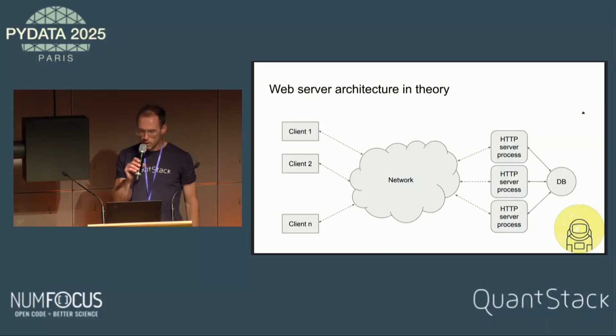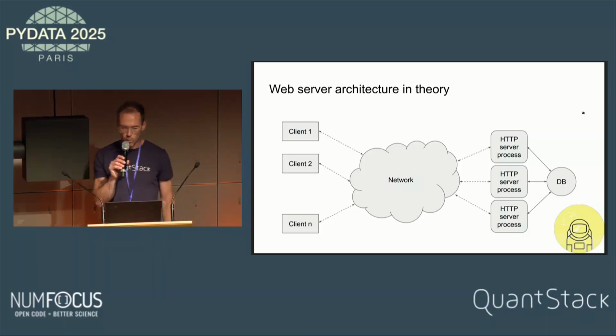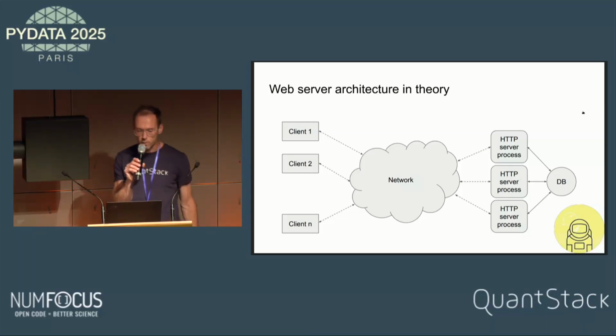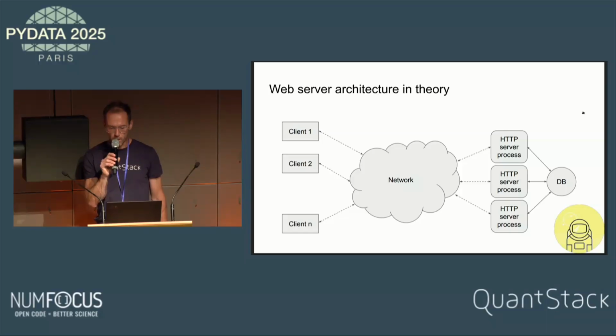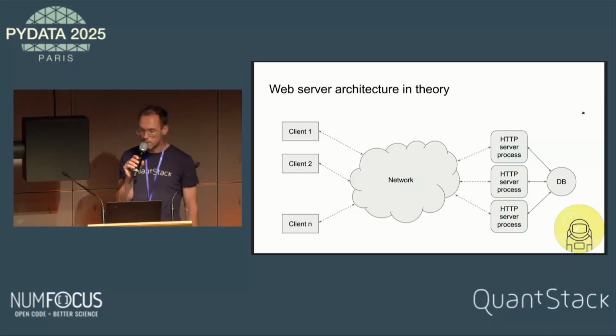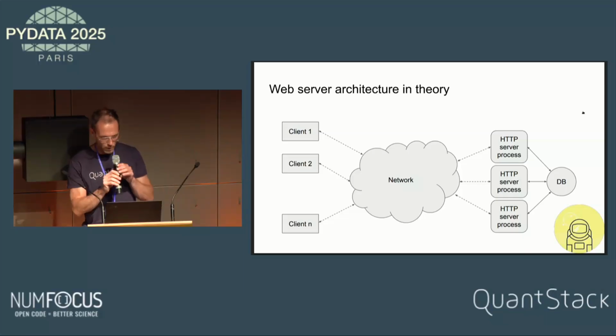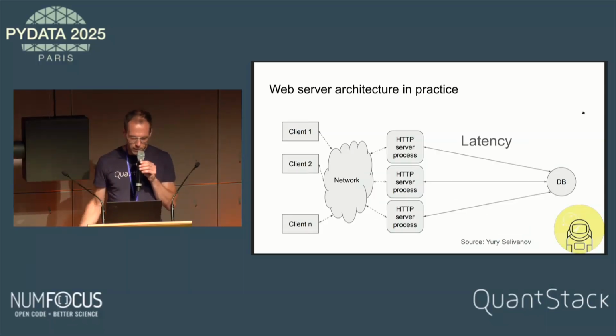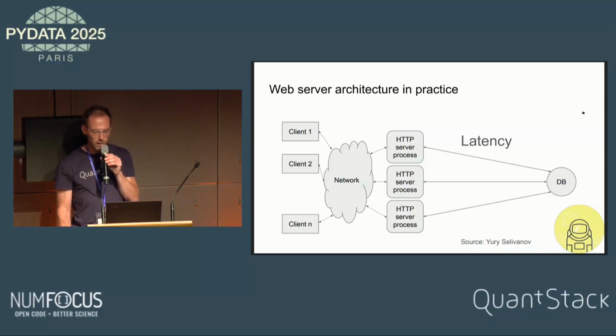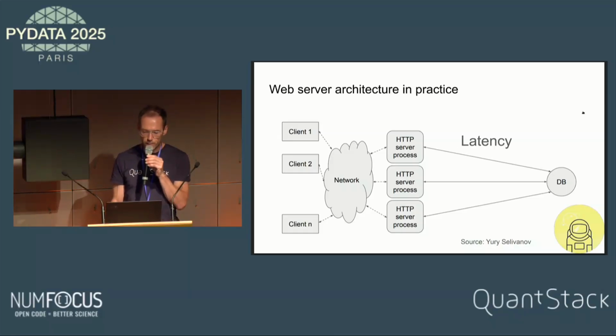So this is the typical web server architecture, at least in theory. You have a bunch of clients making requests through a network that are served by servers that can be replicated in several processes, but usually they access a single database in the backend. So that's the theory, and in practice, well, the database is kind of far away. There is a lot of latency, and as we know, latency is very bad for performance.